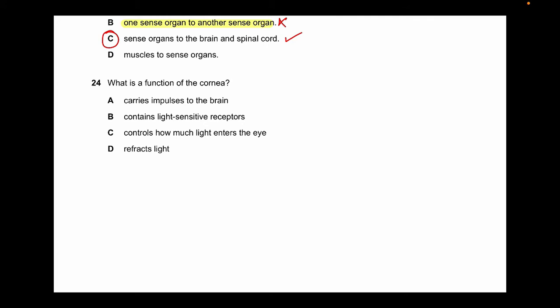Question 24. What is the function of cornea? Carries impulses to the brain. Well, cornea does not have any sensory organs. Contains light sensitive receptors. It does not contain any light sensitive receptors. Controls how much light enters the eye. No, it doesn't control how much light enters the eye. It is a transparent portion of the eye, so it refracts the light. 24D.